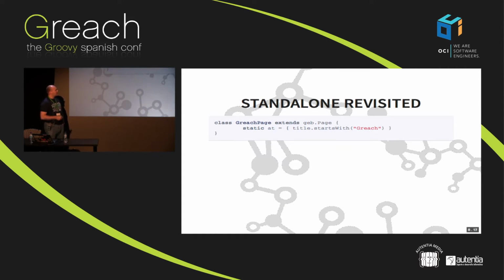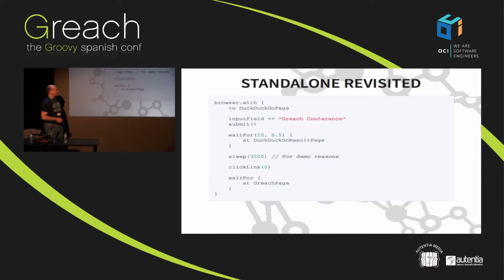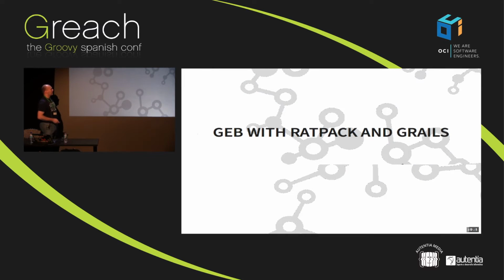Have the Greach page that just verifies that I'm actually at the Greach page. I got lazy and didn't type in the entire title. So based on this, I can go to DuckDuck page, type in things in the input field, submit, wait for being at the right place. I have this as a demo, but I'll skip it, so I could have left this one out. Click the very first link and wait for me to be on the Greach page. Again, this reads a lot better than what I can.